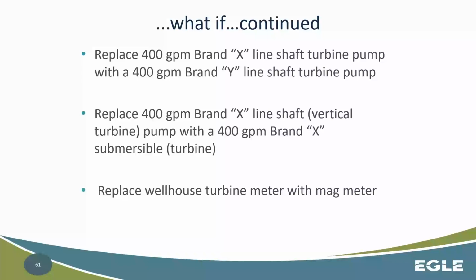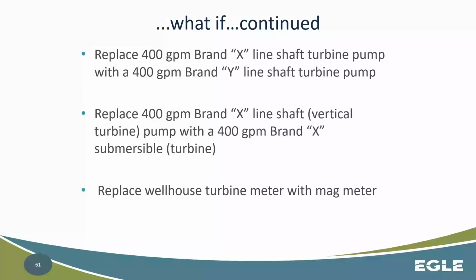It's pretty much replacing like for like. Okay. Now, on the other side of this, replacing a 400 gallon per minute brand X line shaft vertical turbine pump with a 400 gallon per minute brand X submersible pump. Okay, this is definitely a change. This is changing the configuration of your well house, changing the configuration of just how the water in general is pumped. So this would absolutely require a permit. You should absolutely submit a permit for that. Talk to your district engineer to get it in place.